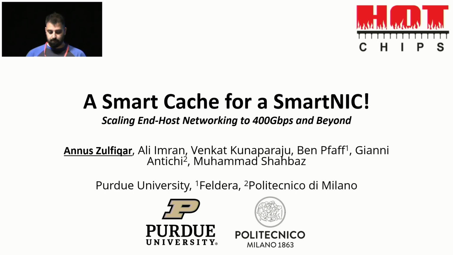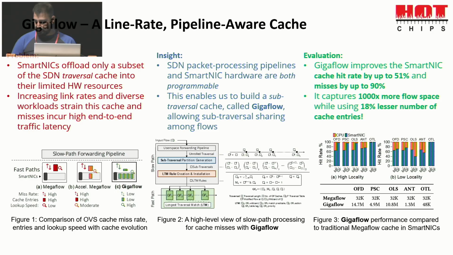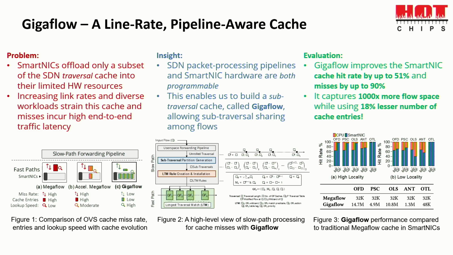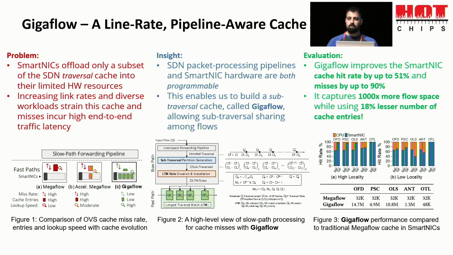Hi everyone, my name is Anas Zulfikar, and I'm presenting a smart cache for a smart NIC. The end host network is the cornerstone of your data center network, and within the end host, the virtual switch plays a key role because it allows you to virtualize your entire data center network topology that you present to your virtual endpoints, your VMs, and your containers. Because performance is key, for performance optimization these virtual switches are divided between a slow path and a fast path. The slow path is in figure 1 at the top.